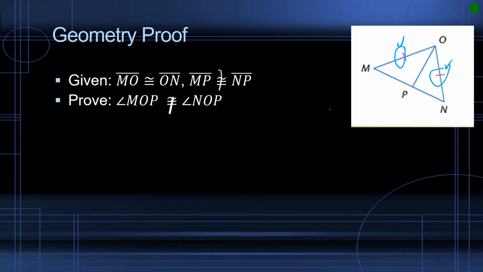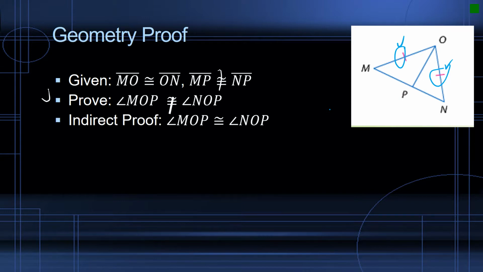Okay, so we're going to do this by indirect proof. Anybody want to guess what we're going to say the indirect proof is? It's going to be the opposite of the conclusion, and that's the conclusion right there. How about we say that the indirect proof is that angle MOP is congruent to angle NOP? Indirect proof: angle MOP is congruent to NOP. So we took the opposite assumption of the conclusion of the conditional statement.